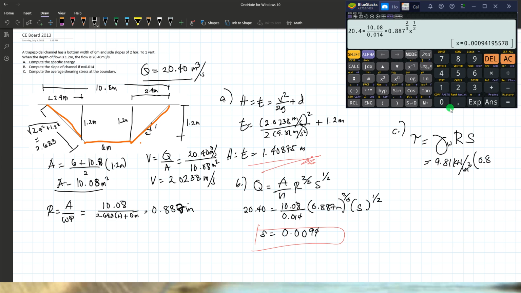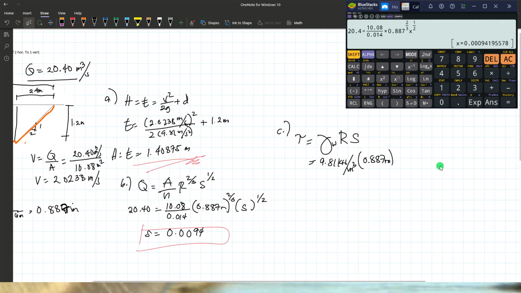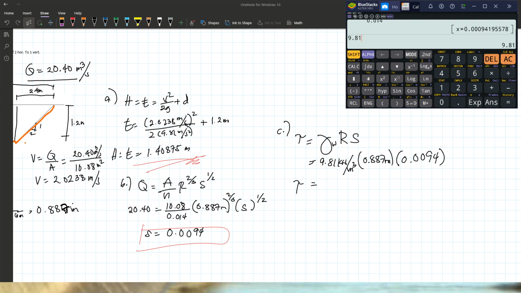So say the liquid there is water, 9.81 kilonewtons per cubic meter, times the hydraulic radius, 0.887, multiplied by S, 0.0094. So the shearing stress is 0.887 times 0.0094. The answer is in kilonewtons, so that will be in kilopascal, 0.08179 kilopascal, or in Pascal, we just multiply this by 1000.